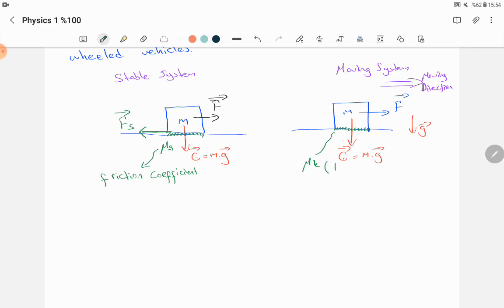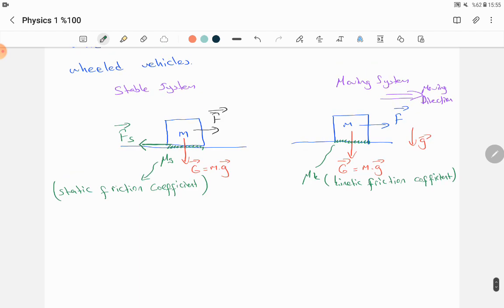That is the kinetic friction coefficient, and the static friction coefficient. In general, the static friction coefficient is bigger than the kinetic friction coefficient, and sometimes they are equal.